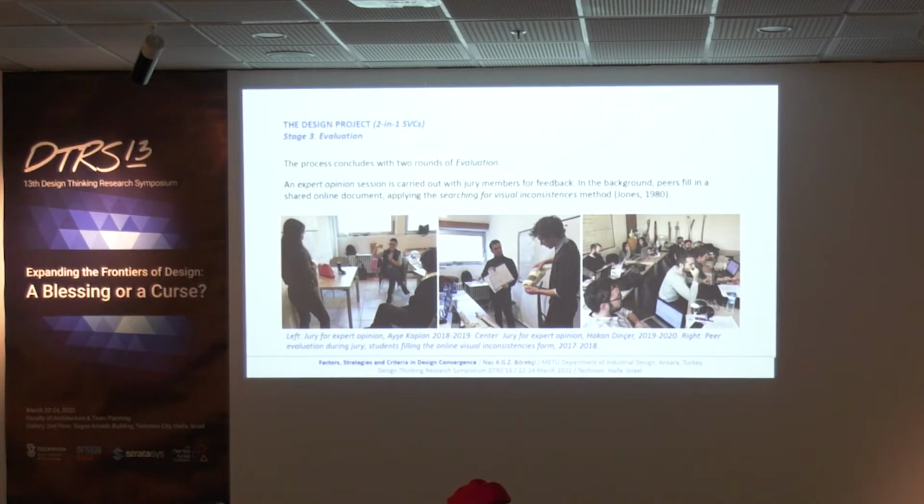In the background, peers fill in a shared online document applying the searching for visual inconsistencies method. On this form, peers note visual and functional contradictions in the designs and make suggestions for improvement. This form is then accessible to the students who are expected to improve their design according to the feedback for the following week.